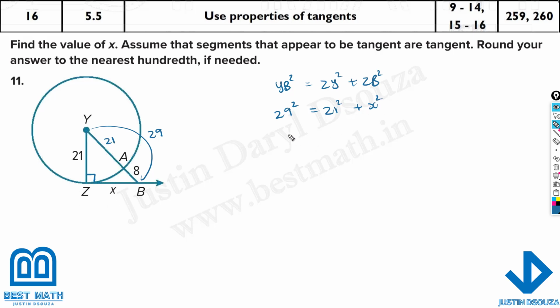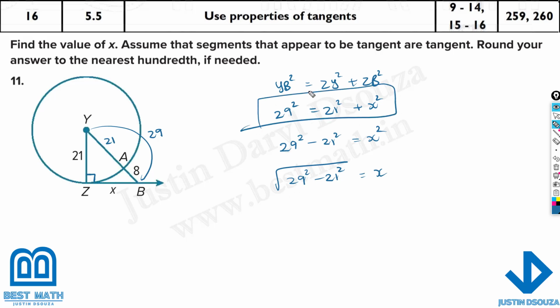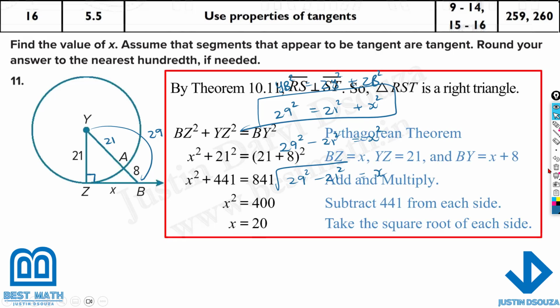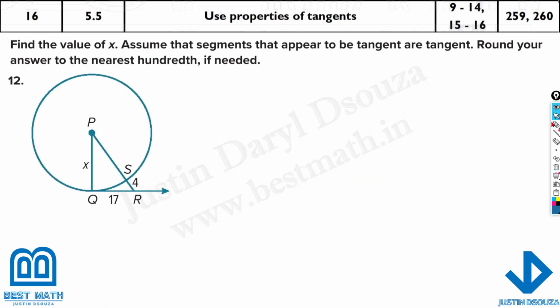So what you can do over here is take this 21 to the other side. It'll be 29 squared minus 21 squared equals x squared. Now take the square root. The square root of 29 squared minus 21 squared is equal to x. Solve this, you'll get the answer. Or even if you put this directly in the calculator, you can get the answer. You can do this and also check the above one. I've typed the square root of 29 squared minus 21 squared. The answer is 20. As you can see, x is 20 units. We will try this one now.